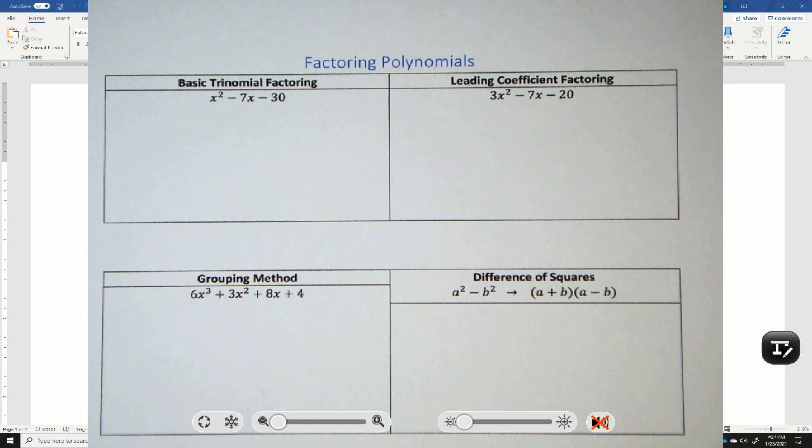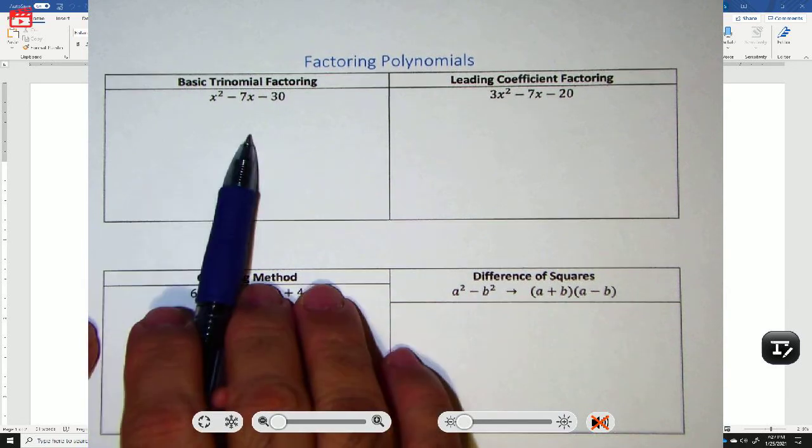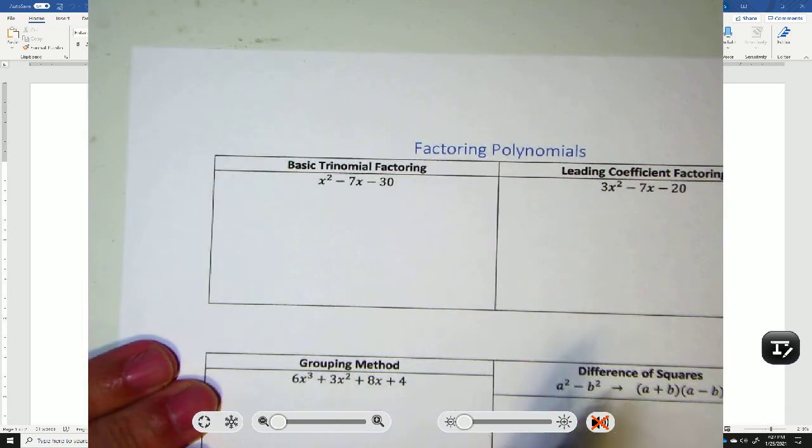Alright, factoring polynomials. Some of this is review, some of this is new. So the first one. This one is a review. This is a review part. Let's zoom in a little bit.